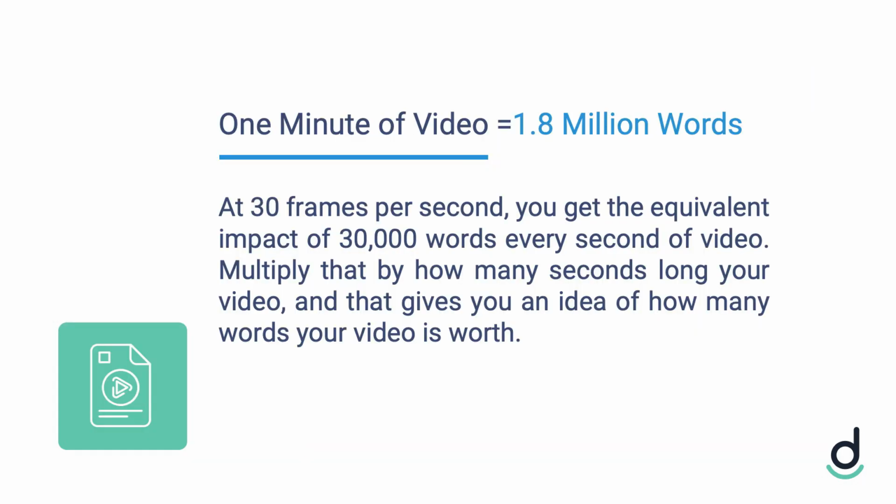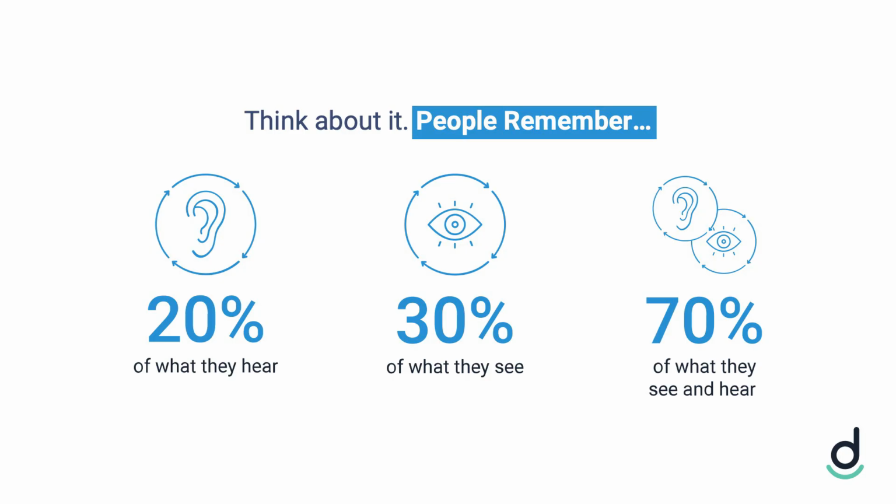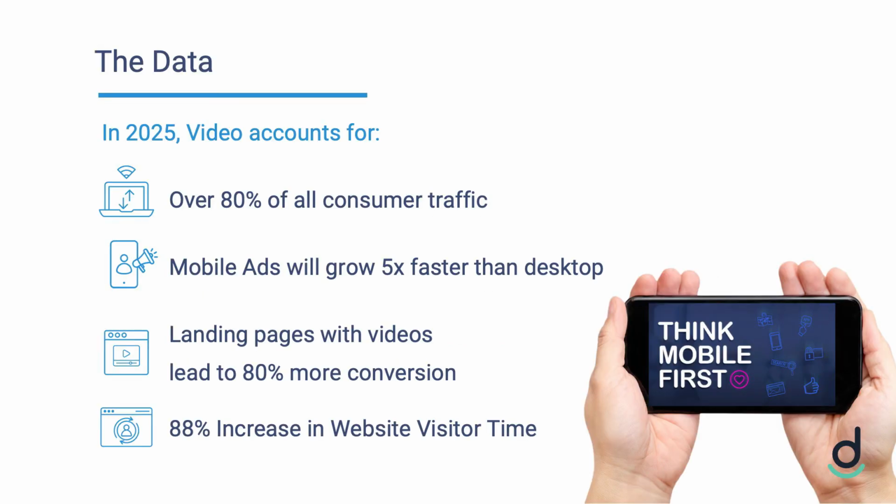Now just think about this. 1 minute of video is equivalent to 1.8 million words. Now, I know that's anecdotal, but bear with me for a second. At 30 frames per second, you get the equivalent impact of 30,000 words every second of video. Now multiply that by how many seconds long your video is, and that gives you a good idea of how many words your video is worth. And just think about it, right? People remember 20% of what they hear, 30% of what they see, and an amazing 70% of what they see and hear. And here's the data, right?